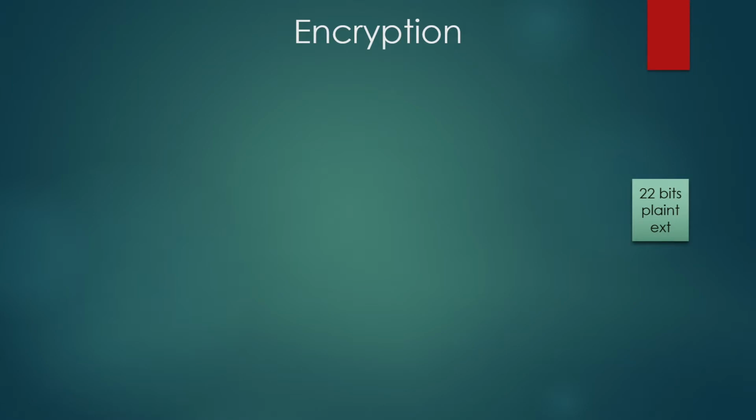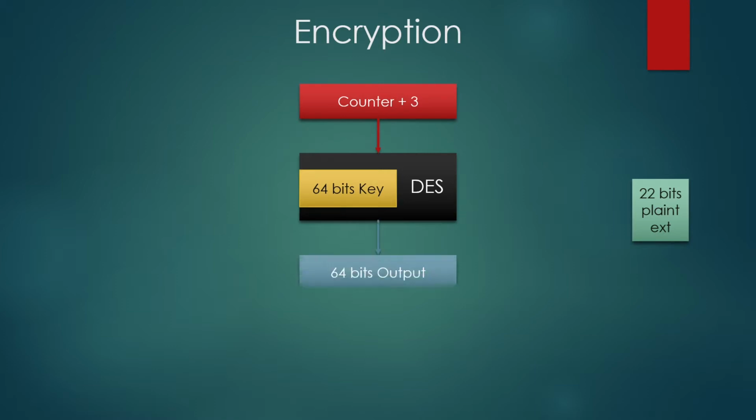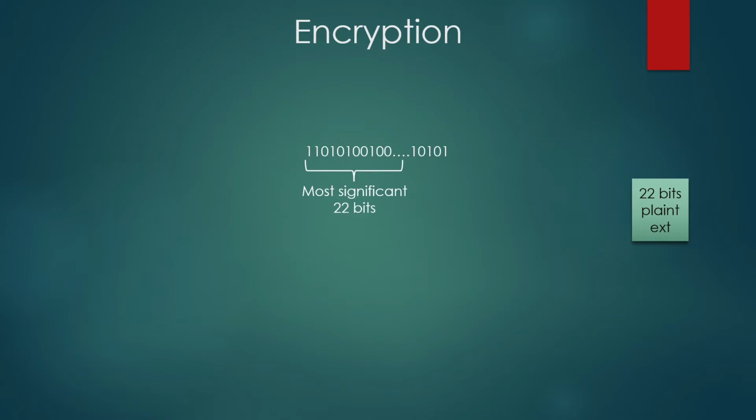Unlike other modes, CTR does not need any padding. The next counter is used as input block for the encryption method again. This will produce 64 bits of output. However, only the most significant 22 bits of the output will be used to XOR with the 22 bits plaintext. The remaining bits, which is 64 minus 22, equals 44 bits, will be discarded.